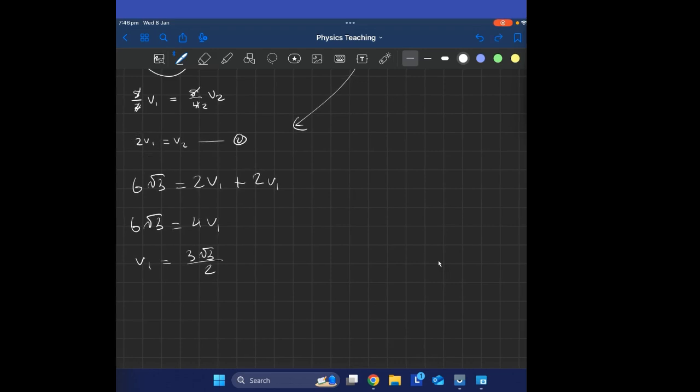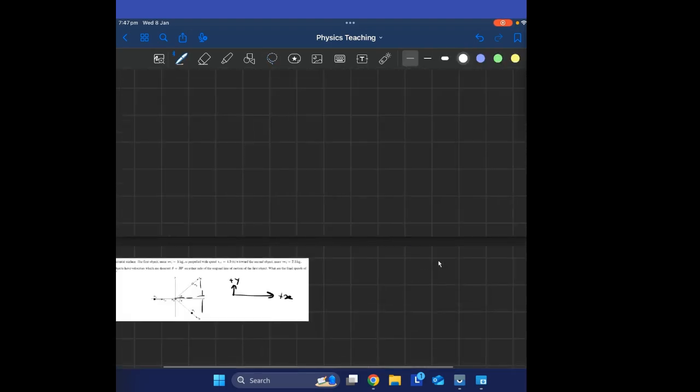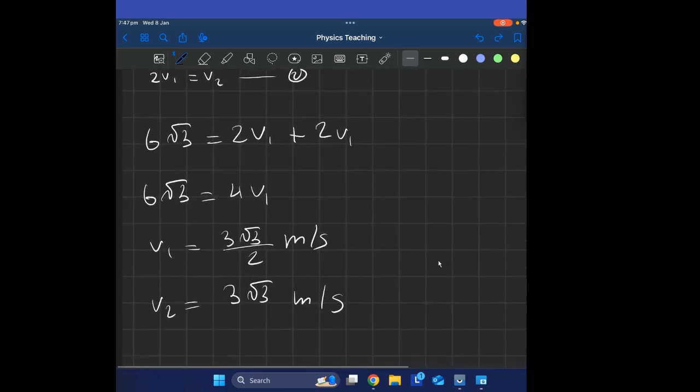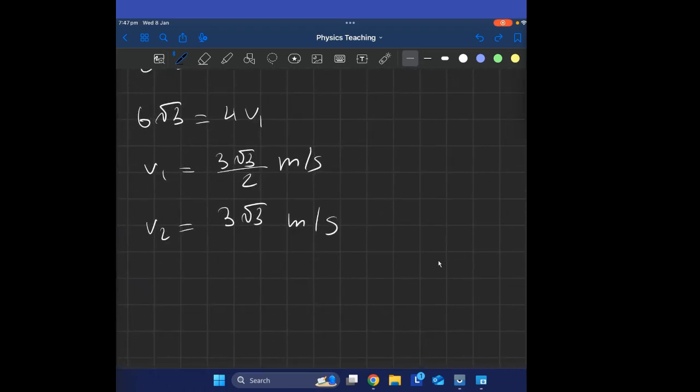Then v2 is going to be 2 times v1. This is going to be 3 root 3. This is meters per second and meters per second. Super important that we make it meters per second, because in the question itself it gave it to us in meters per second. Otherwise we'd have to convert into meters per second, and that would be another question on its own. So luckily, so far it's correct. Now we have the two velocities.